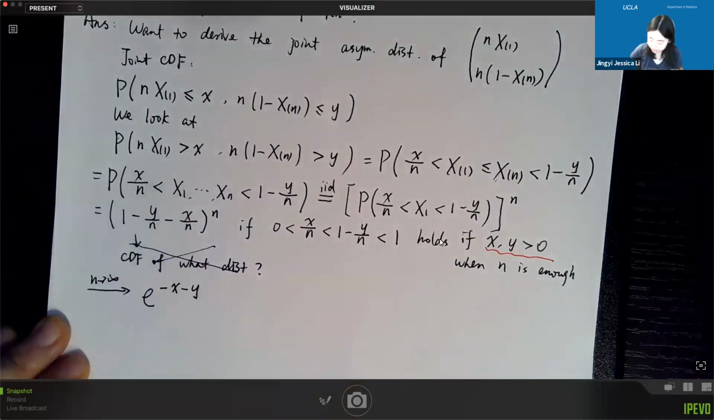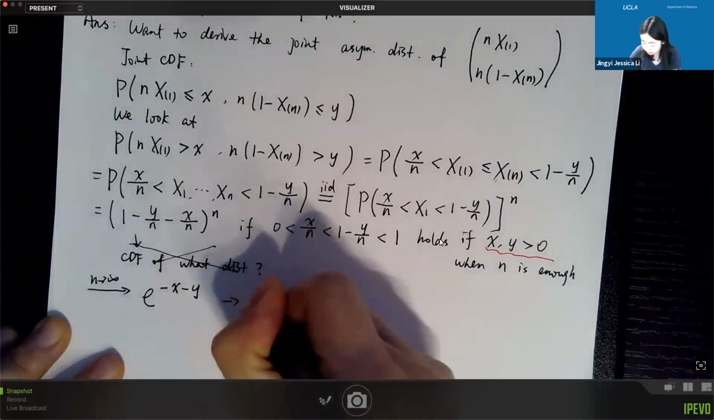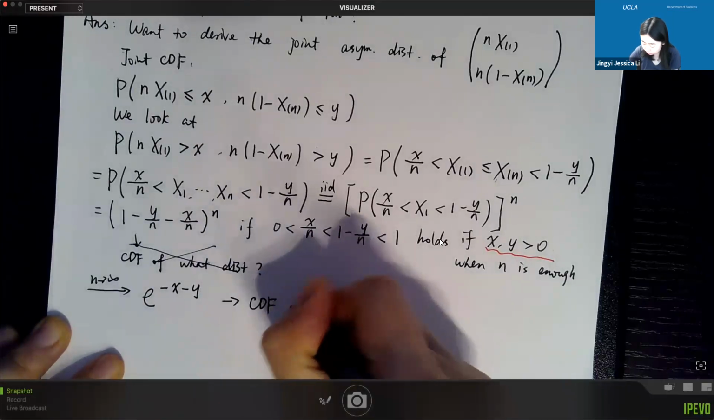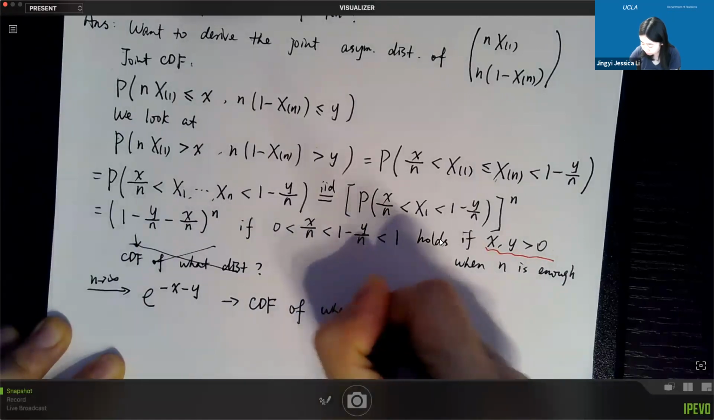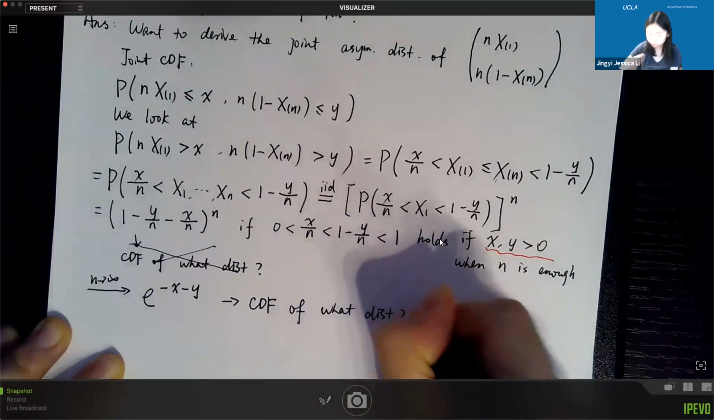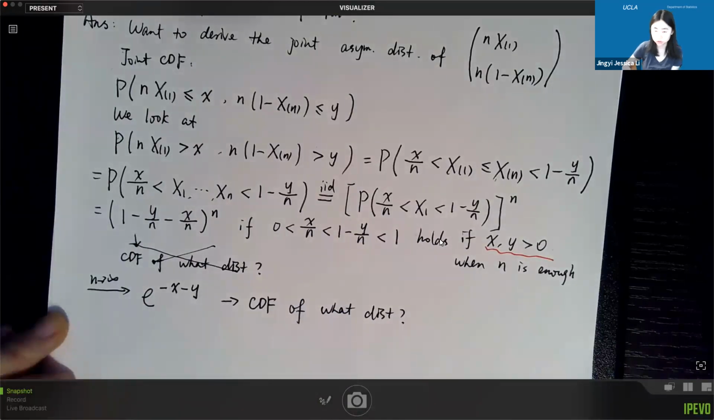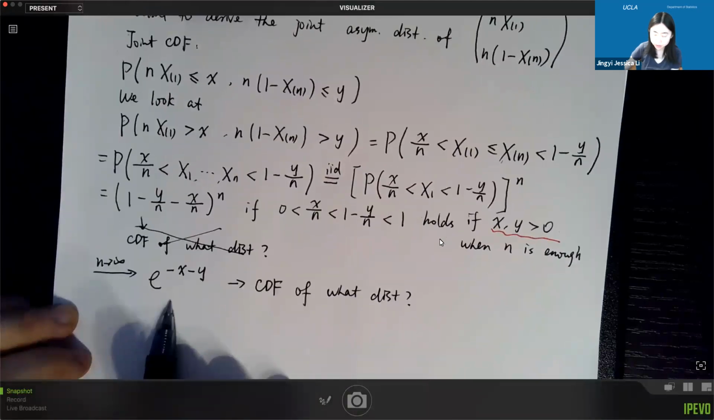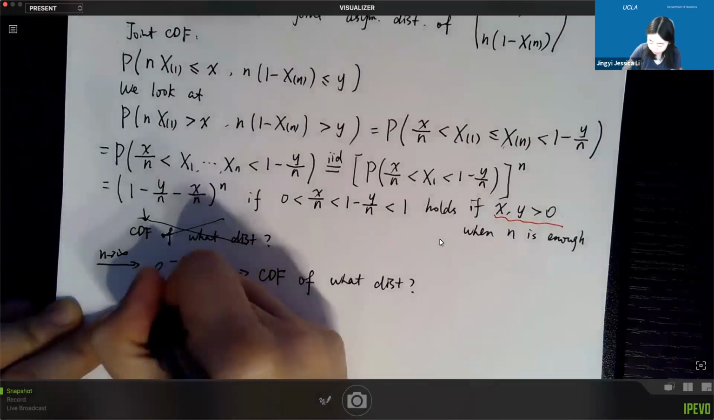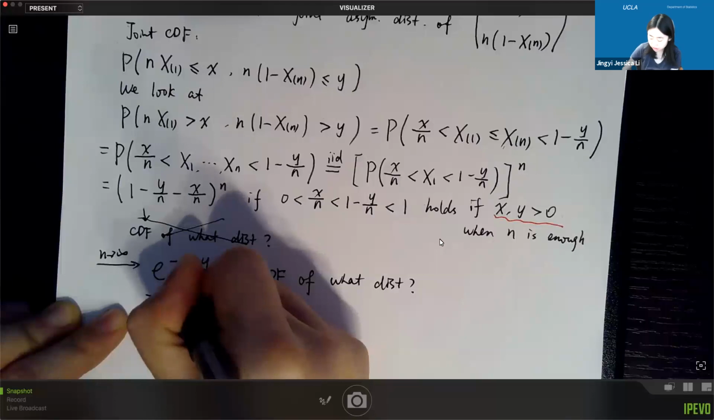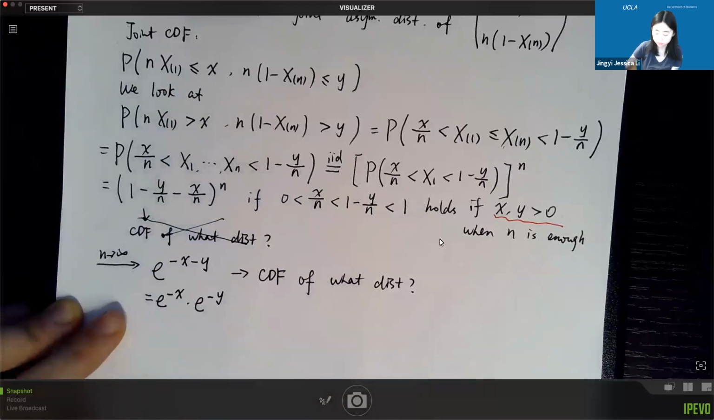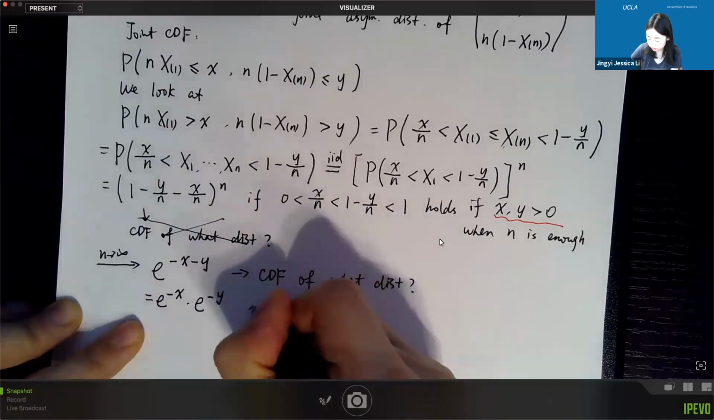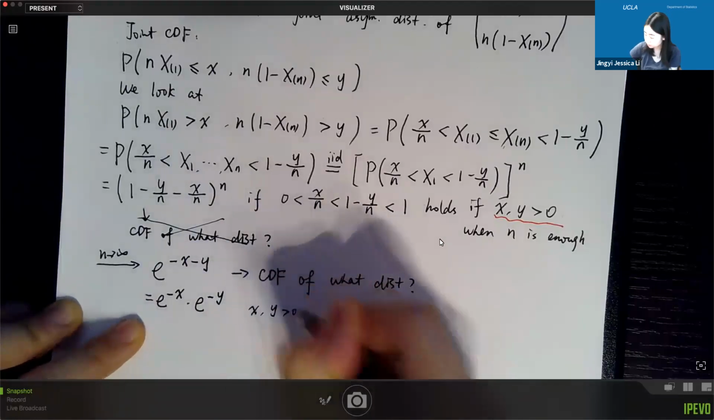Okay, and then here comes my question. This is the CDF of what distribution? So we want to answer this question. And you see, this gives us some intuition that it's equal to the exponential to the negative x times exponential to the negative y, right? And here, x and y are both positive.